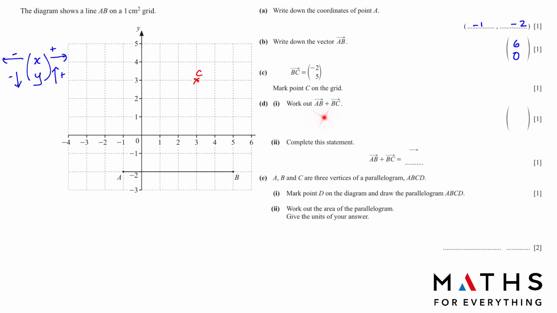Next, work out AB plus BC. AB is 6, 0 and BC is -2, 5. We just add the top numbers. 6 plus -2 will give you 4 and 0 plus 5 will give you 5.